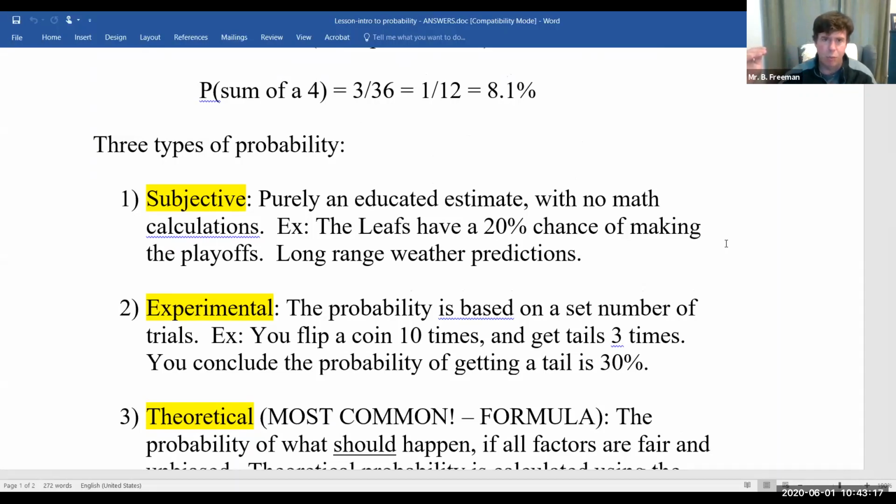What I want is a 4. There are 3 ways to do that. There are 36 total possibilities. You cannot leave the answer as 3 over 36. Fractions always have to be reduced. So the correct answer would be 1 over 12 or 8.3%, or putting both. And that is really all there is to probability.